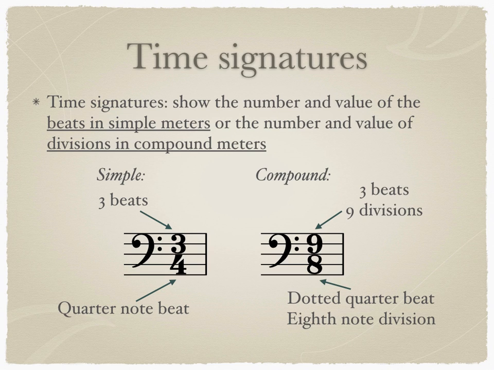So we can assign a particular note value to the beat and notate it by using a time signature. A time signature shows the number and the value of beats in simple meters, like on the left, where in 3/4 we have 3 beats and a quarter note pulse. Or the time signature can show the number and value of the divisions in compound meters, like in 9/8, where there are 9 divisions of the measure and an eighth note division of the measure.